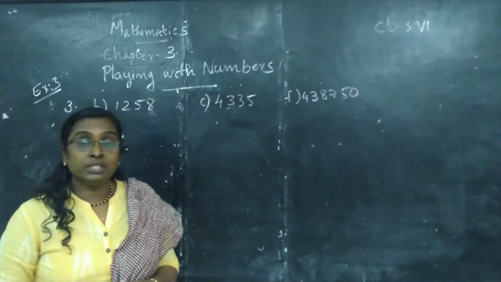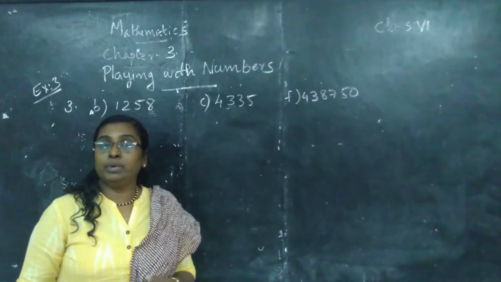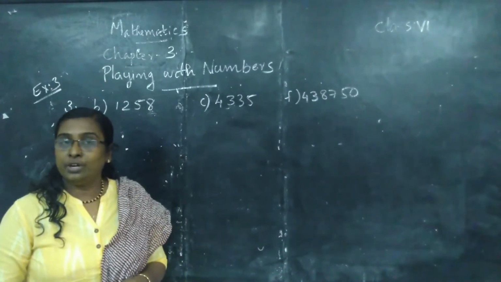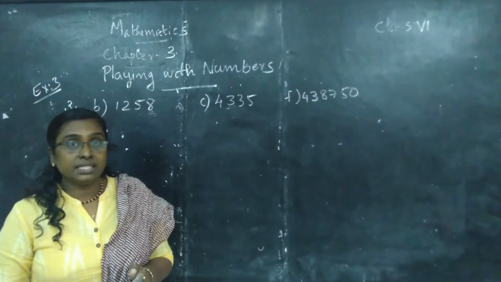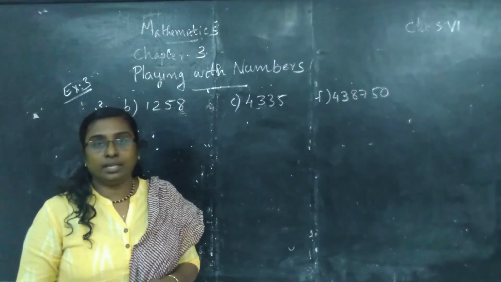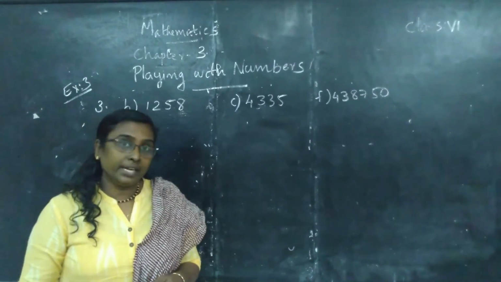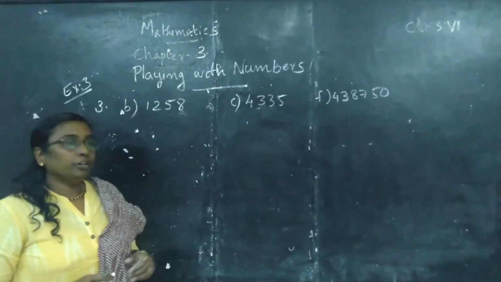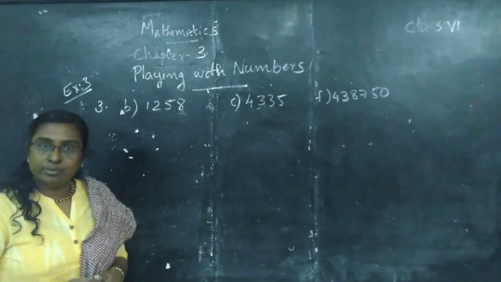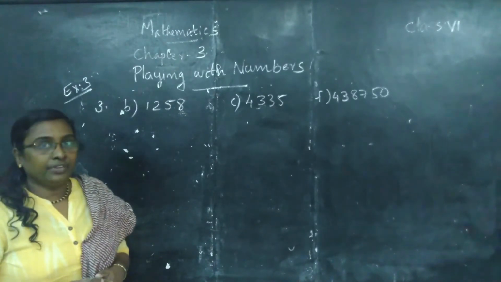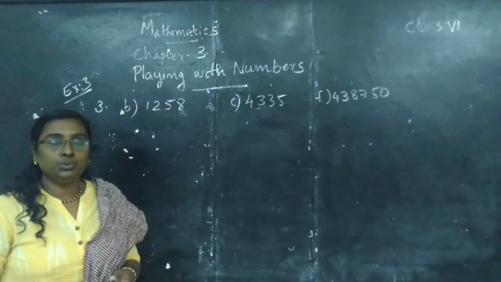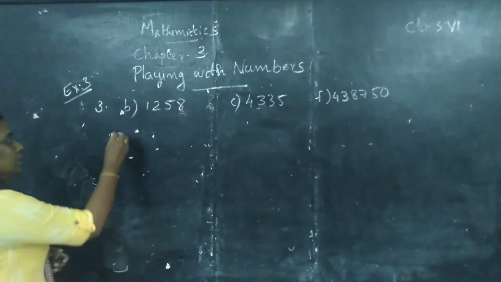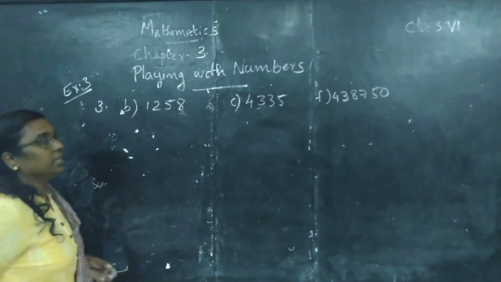How can we check the divisibility by 3? A number is divisible by 3 if the sum of its digits is a multiple of 3. Sum of digits of the given number is a multiple of 3, isn't it? So, we have to check whether the given numbers are divisible by 6. For that, we have to check they are divisible by 2 and 3. The first one, these 3 questions I will do.